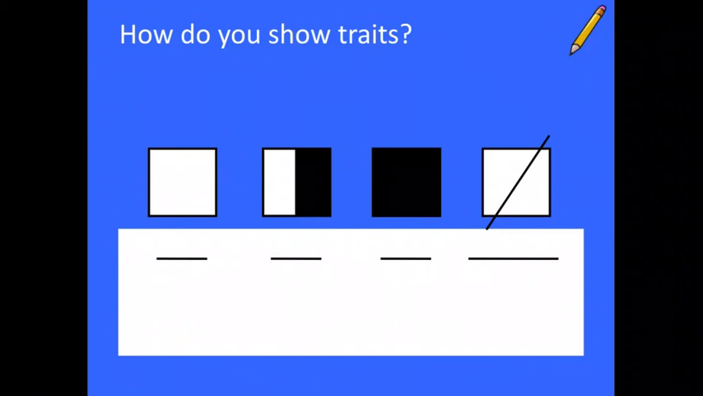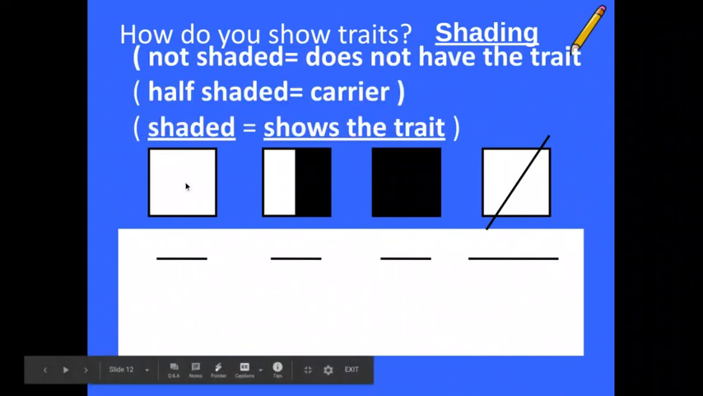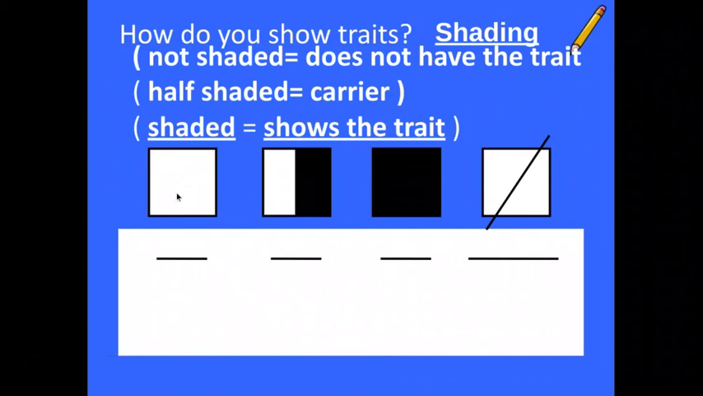So how do you show traits? What do we do with those circles and squares when we're trying to track down a trait, whether it's the baldness gene, or maybe a cleft chin, or maybe something as silly as being able to roll your tongue? If we see a square that is not shaded, that means they do not have that trait. If it is half shaded, that means they're a carrier, kind of like heterozygous, if you remember that. If they have a full shaded square or circle, that means they do show that trait.